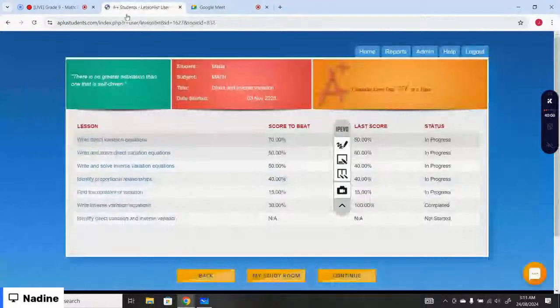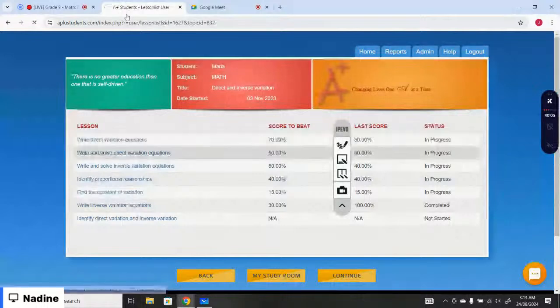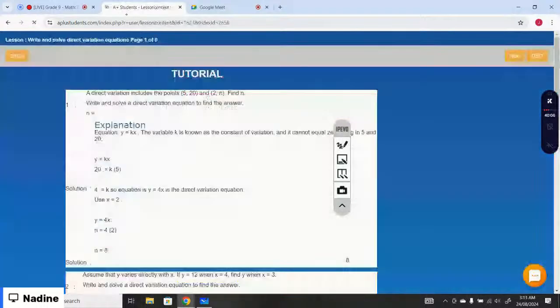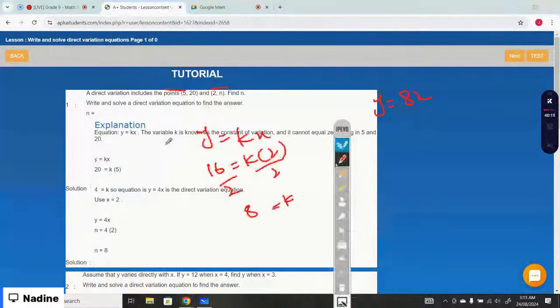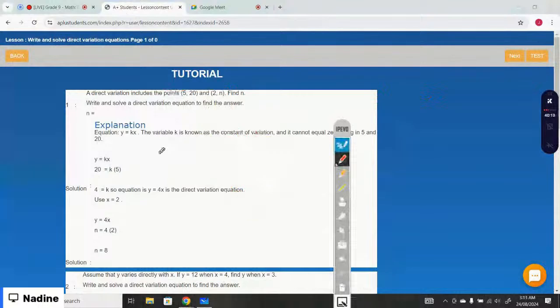The next lesson is write and solve direct variation equations. Let's just start with the next lesson. Our direct variation includes the point (5, 20) and (2, n). Find n. You have to find the value of n, right? So just use the equation. We have y equals kx.